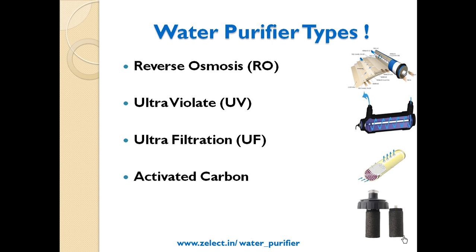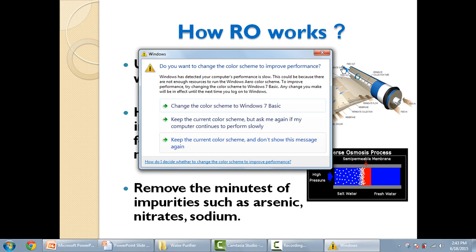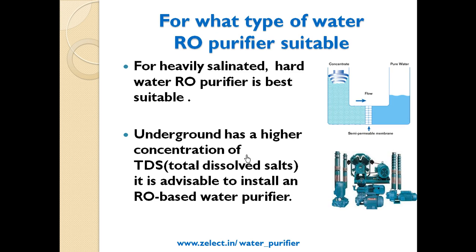So the water purifier types are RO, ultraviolet UV, ultrafiltration UF, and activated carbon is the fourth one. Let's see how RO works. It uses membranes to purify water, with a high pressure pump to increase the pressure and force the water across the membranes. It removes the minutest of impurities such as arsenic, nitrates, and sodium.